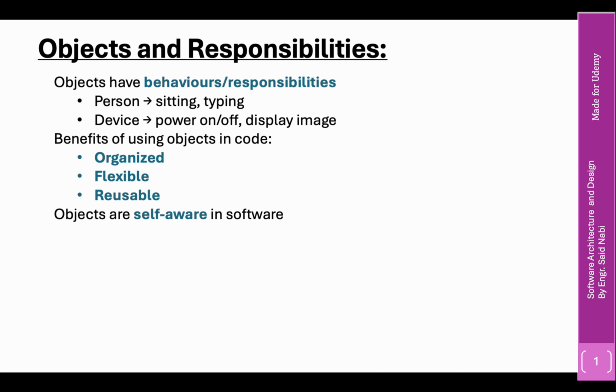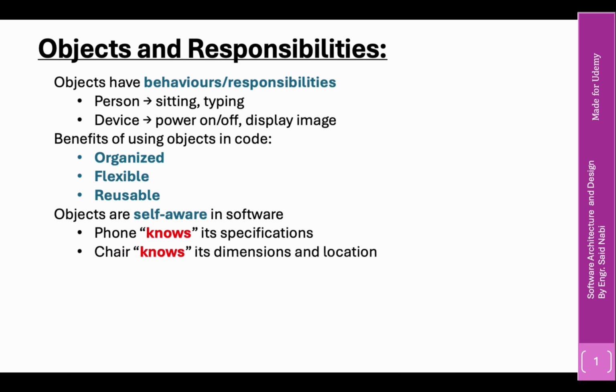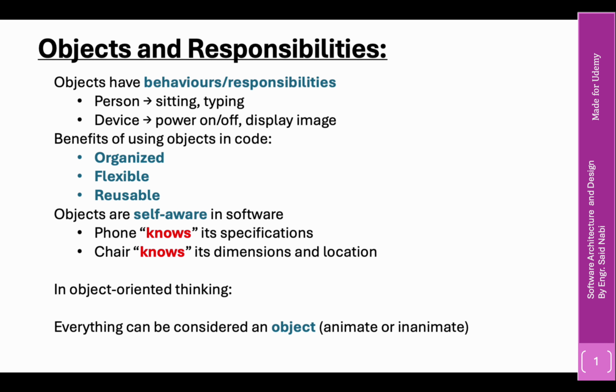So objects are self-aware in software. A phone knows its specification, a chair knows its dimension and location. In object-oriented thinking, everything can be considered an object, animate or inanimate. So there are two types of object. Animate are objects.